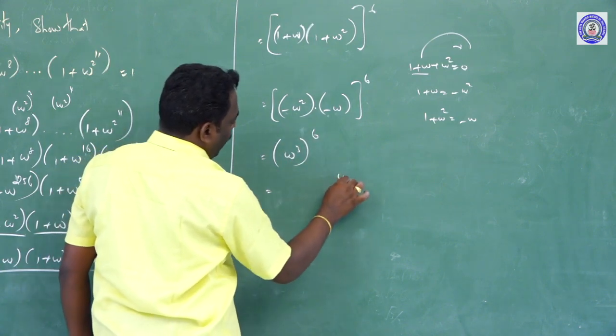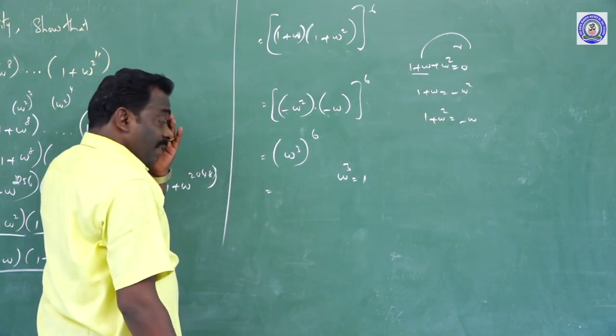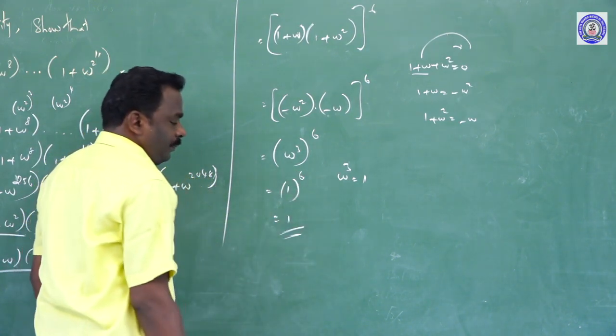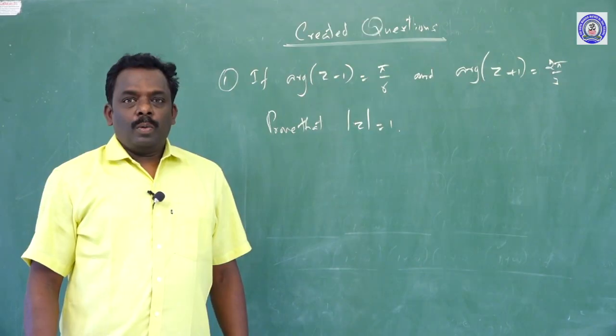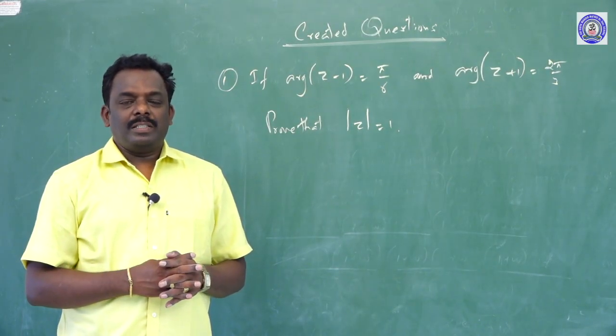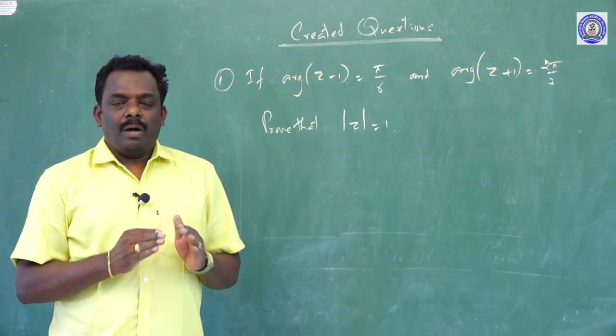Omega power 3, the cube root of unity, has the value 1. Therefore 1 power 6 is equal to 1, so the right hand side is equal to 1. Okay, dear student, we have just finished chapter number 2, complex numbers, all the exercises.